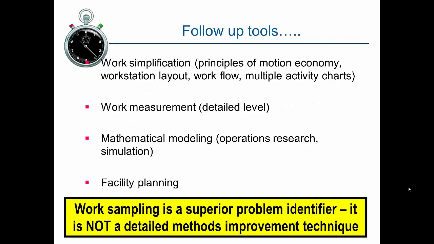And then we would have follow-up tools because once we complete the work sampling analysis, we haven't identified what the problem is. We've just identified that there's an area that we want to go research and collect more data on. So you can see this in the big yellow text box here, it's a superior problem identifier. Might be looking at value added versus non-value added, how much time the machine is idle, what percentage of the time the machine is idle, that kind of thing. And then we would have to dig down further to see how we are going to make an improvement on that. So, as it says here, it's not a detailed methods improvement technique, but it helps us identify where problems are.